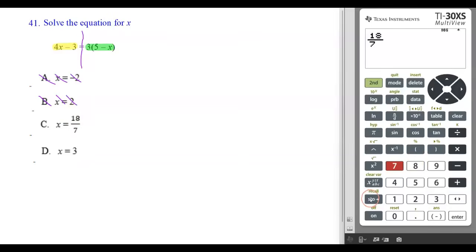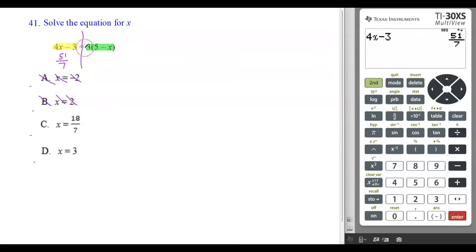Hit your storage button. Actually, I don't like this cursor down on the bottom. It's not a big deal sometimes, but I'm going to just get this to its normal position by hitting the right arrow. Now hit storage, hit X. Now X is stored with 18/7. Don't forget to hit Enter. You're good to go. Now let's punch in the left-hand side. I'll hit Clear. 4x minus 3. I'll do this a little quicker. 4x minus 3. Again, make sure this matches up with this. Hit Enter. I get 51/7.